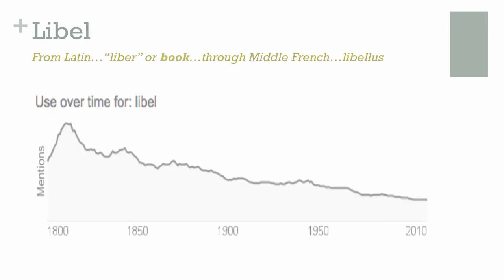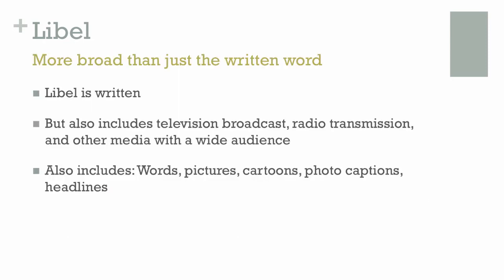I always like to give the background on words. Libel comes from the Latin word liber, which means book, which I think is why people always associate libel with the written word. As you can see, it's sort of fallen off in use. This is according to Google. So libel is more broad than just the written word. It can also include television broadcasts, radio broadcasts, and other media with a wide audience, just like we talked about before. And it's not just words. It can also include pictures, cartoons, captions, headlines, basically anything that you can put on paper or send out via television.